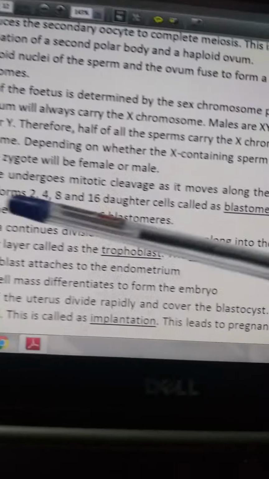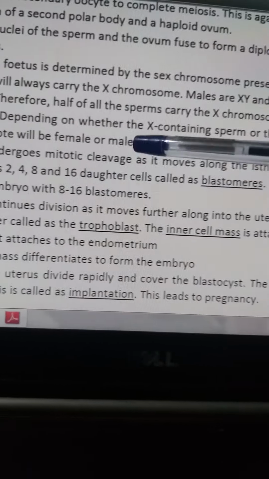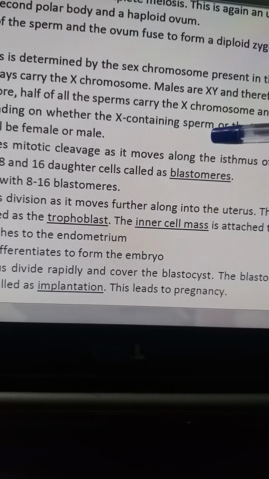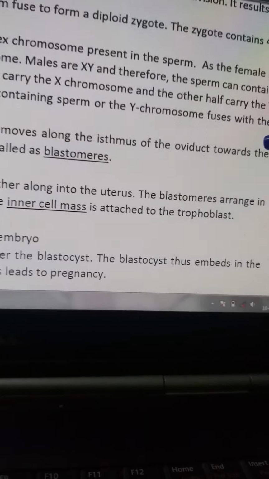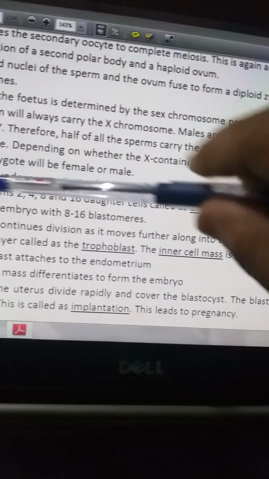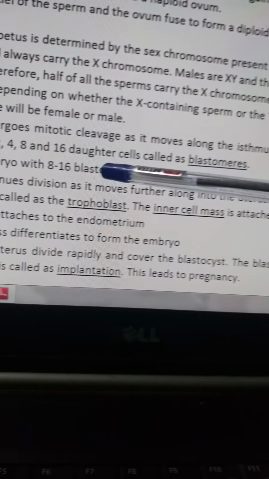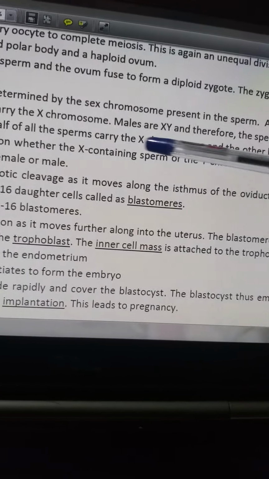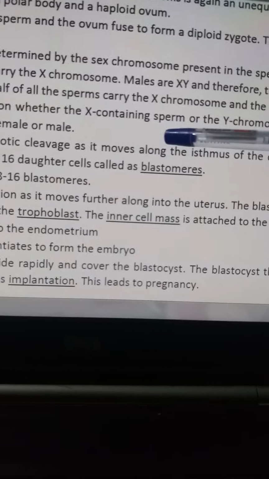Now, depending on whether the X-containing sperm or the Y-containing sperm fuses with the ovum, the zygote will form a male or a female. So, what is determining the chromosomal factor of the sperm?